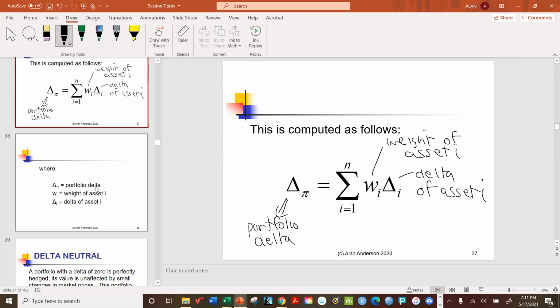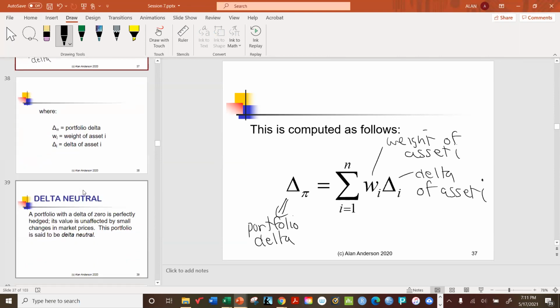Interesting. Now, as we've seen, a put has a negative delta. So if we combine the right assets into this portfolio, we can find ourselves with a portfolio whose delta is literally equal to 0. In other words, if we choose our assets carefully, we can find ourselves with a portfolio whose delta equals 0. And if the delta equals 0, that means the value can't change, and we consider it to be risk-free.